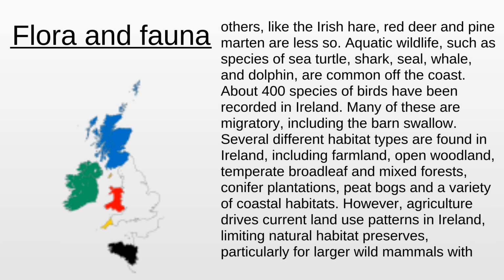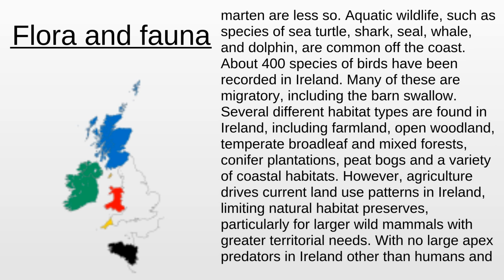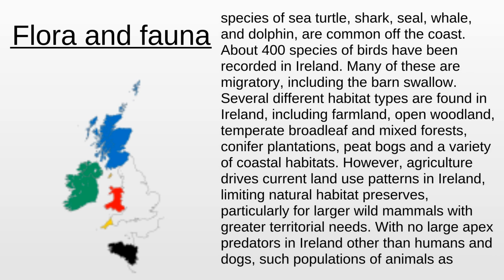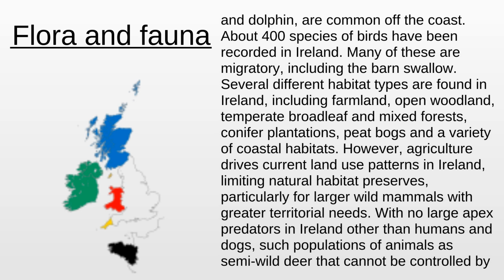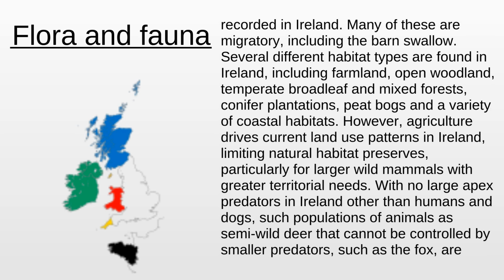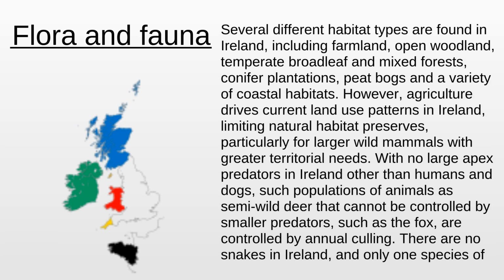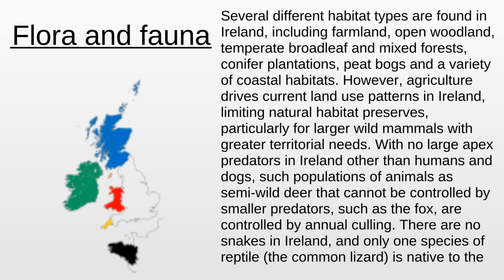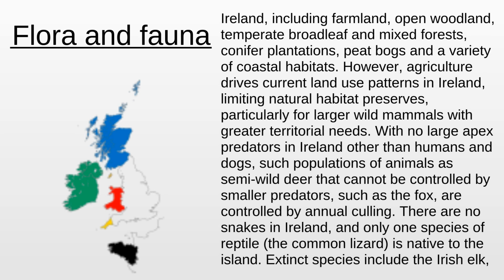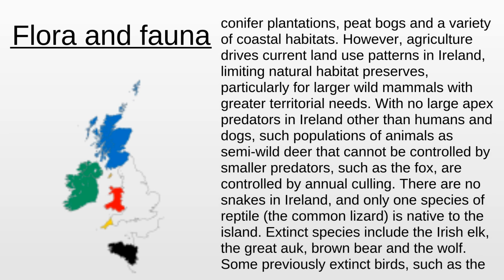Aquatic wildlife, such as species of sea turtle, shark, seal, whale, and dolphin, are common off the coast. About 400 species of birds have been recorded in Ireland. Many of these are migratory, including the barn swallow. Several different habitat types are found in Ireland, including farmland, open woodland, temperate broadleaf and mixed forests, conifer plantations, peat bogs and a variety of coastal habitats.